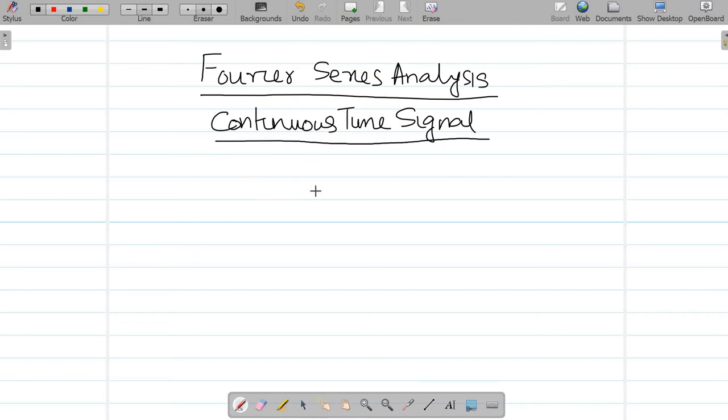Fourier series analysis is a tool which is applicable only for periodic signals. For non-periodic signals, we have another tool which is known as the Fourier transform, which we will discuss later. So what is meant by a periodic signal?